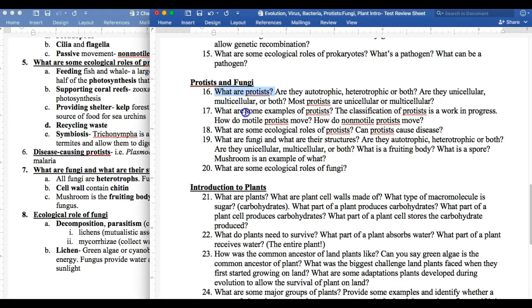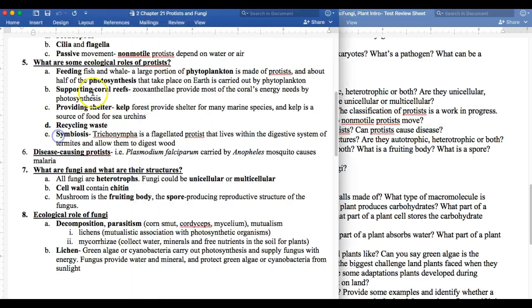The next one is, so we did all of this. Examples, all right. Next, what are some ecological roles of protists? How can protists cause diseases? Ecological roles are all over here. For example, some part of phytoplankton is made out of protists, and those can feed fish and go through photosynthesis.